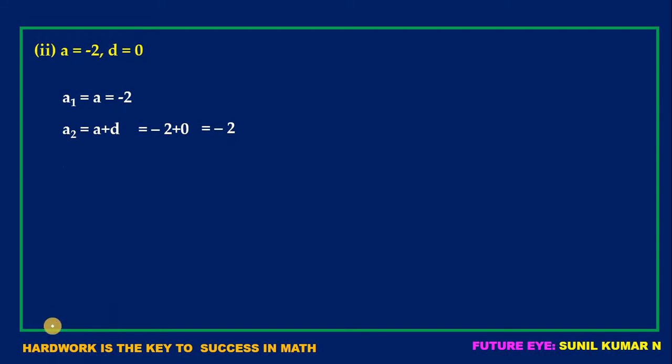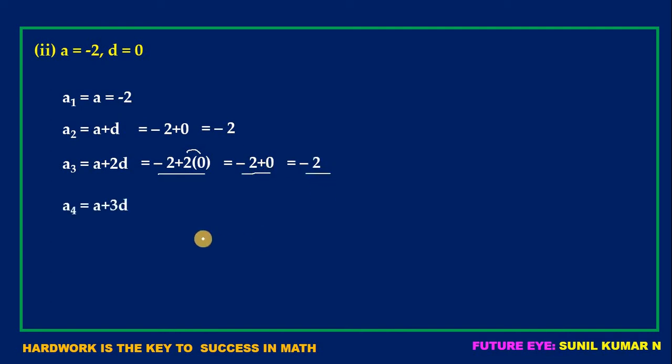Similarly, the third term, A3, we can write as A plus 2D. Substitute the values. Minus 2 plus 2 into 0. Now, 2 multiplied by 0, we get 0 only. So, minus 2 plus 0 gives minus 2. Next, the fourth term, we can write as A plus 3D. Substitute the values. Minus 2 plus 3 times 0. As you multiply 3 by 0, it gives 0 only. Hence, minus 2 plus 0 gives minus 2 only.